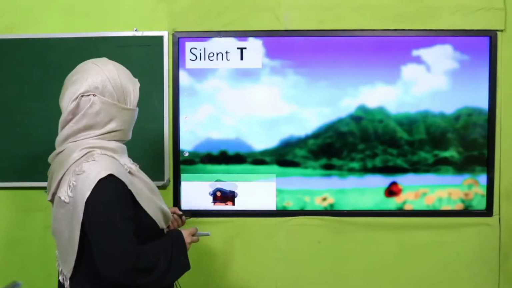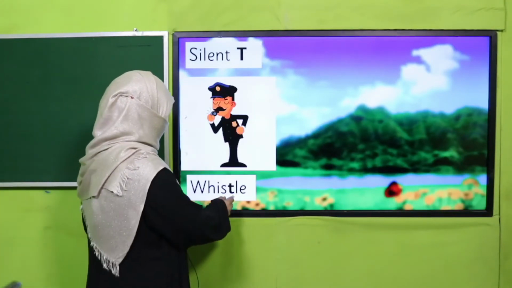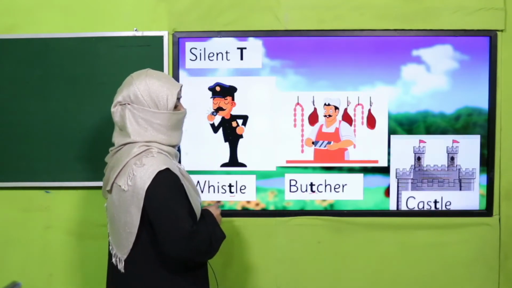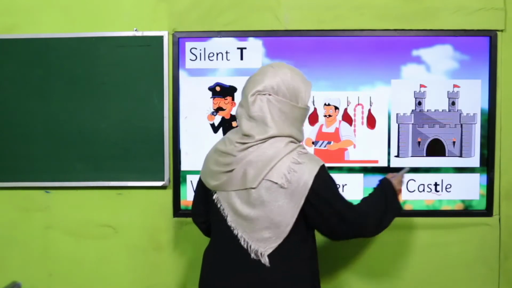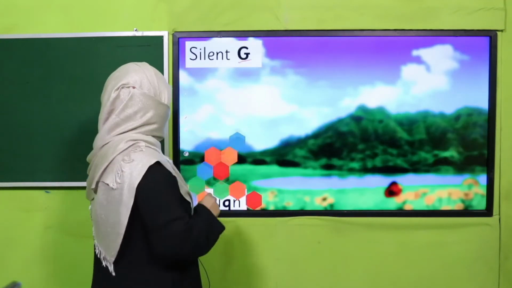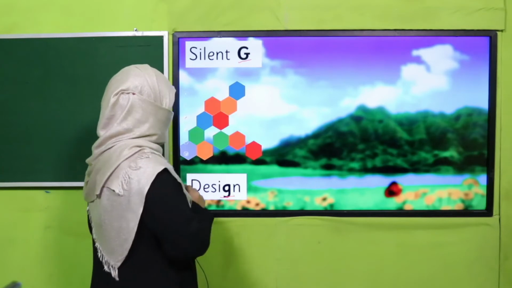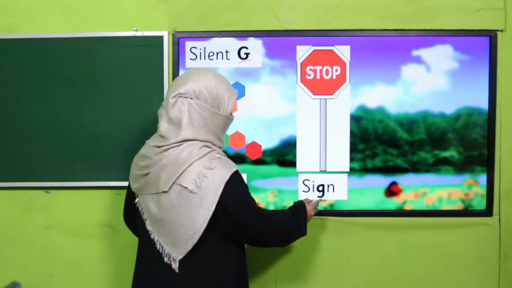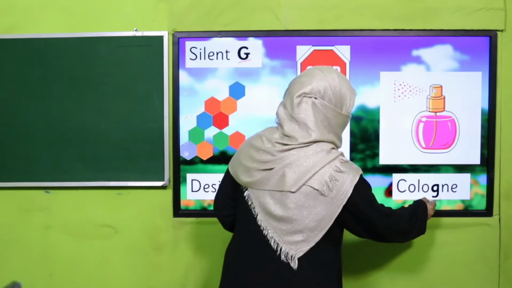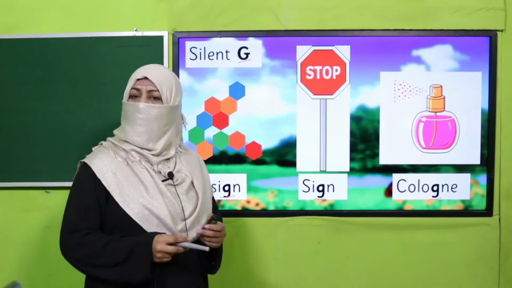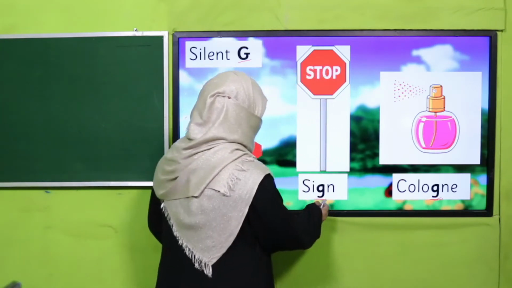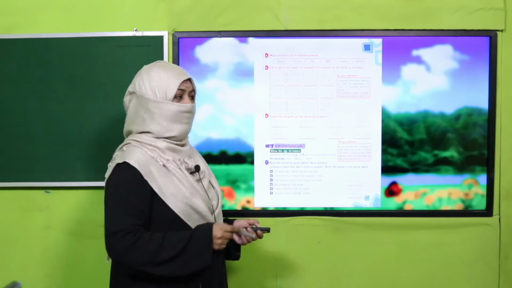This is silent T and the word is whistle. Here T is silent. Butcher, T is silent. Castle, T is silent. Silent G. Design, G is silent. Sign, G is silent. Clone, G is silent. So how these letters, though they are there in spellings, but how are they silent? We are going to learn the rules.